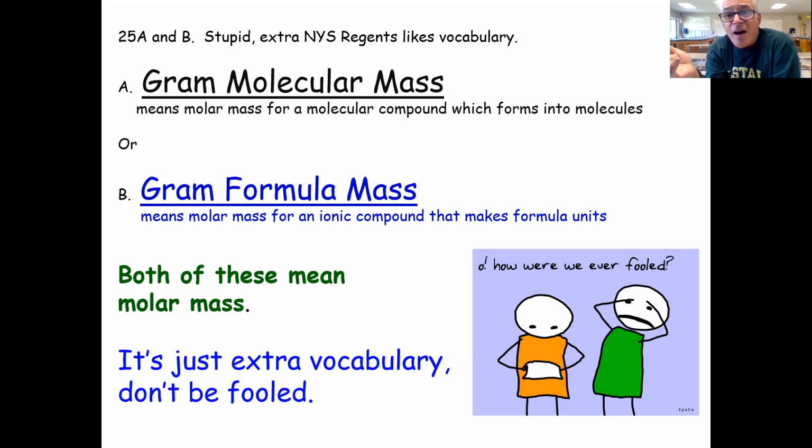Or if you have an ionic compound, we just did it, aluminum permanganate, it's an ionic compound. We have a molar mass. We could also call that the gram formula mass because instead of molecules, they come in formula units. Both of these are vocabulary words. These are just two different ways to say molar mass. You can always say molar mass.